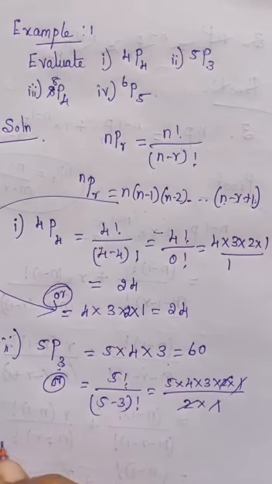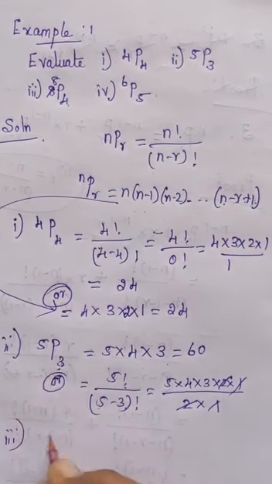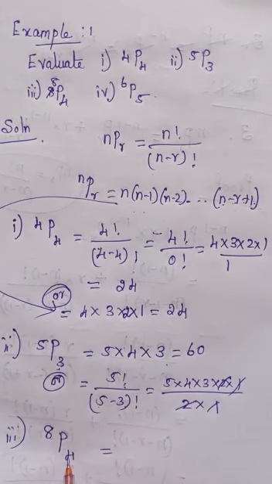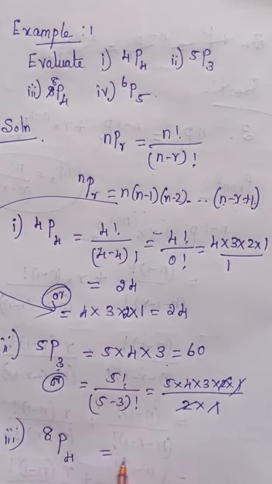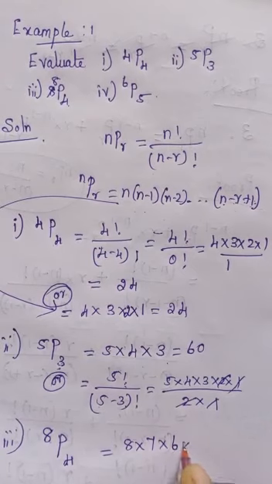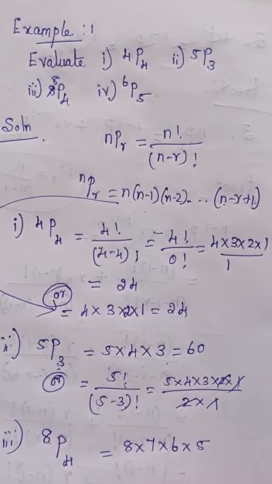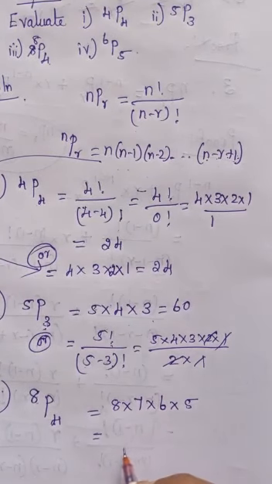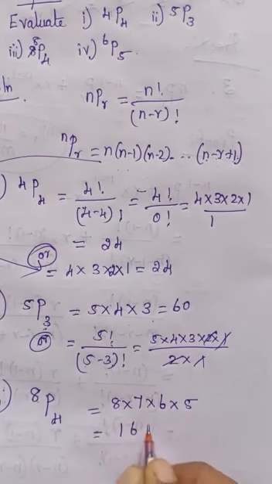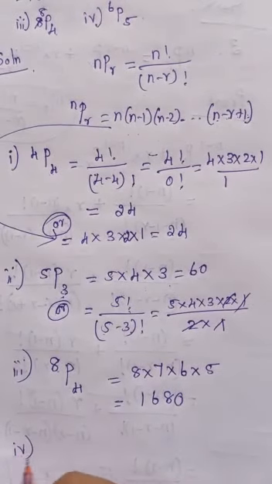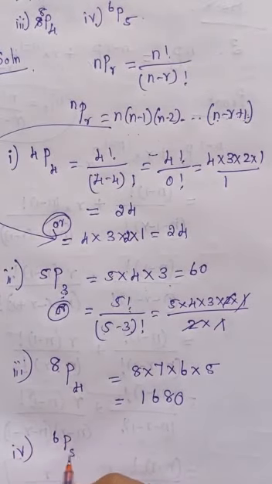So better, as I said, you can use the symbol method. 8P4. So 4 is there, so 4 times the product of the numbers in the descending order. So 8 into 7 into 6 into 5. Very simple, isn't it? No need of formula. When we multiply this, we will be getting 1680.